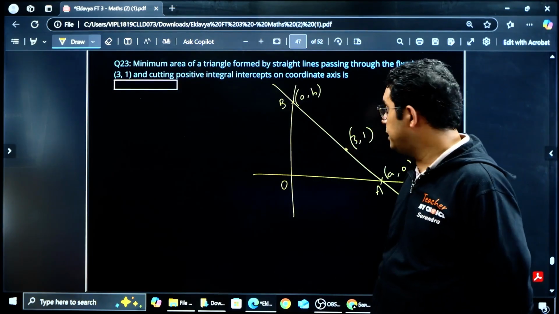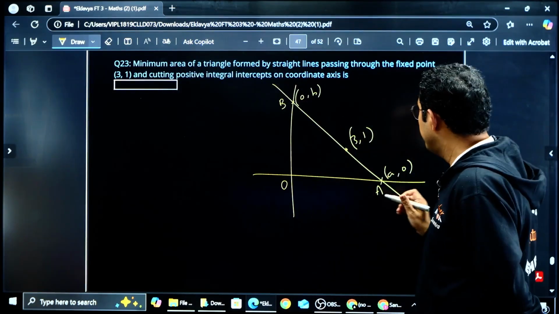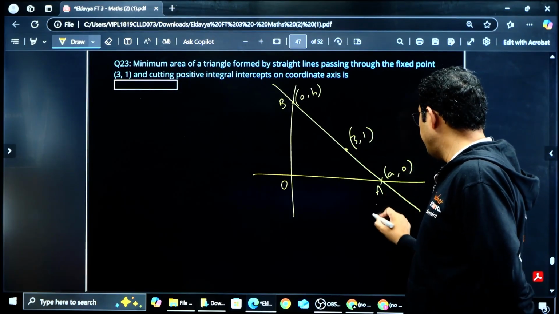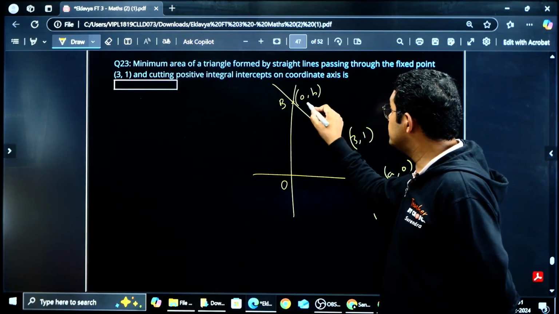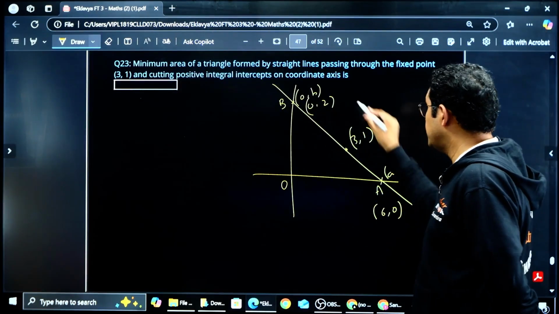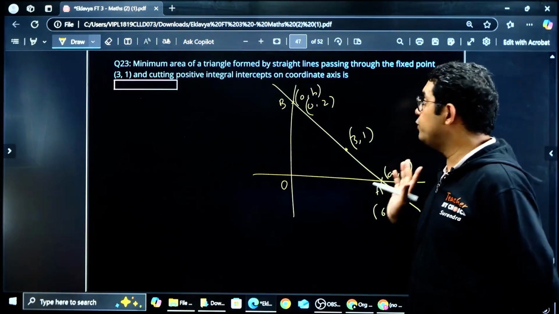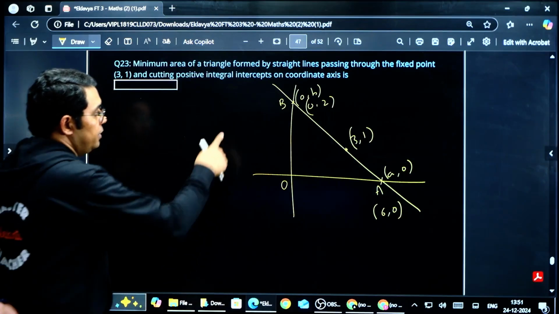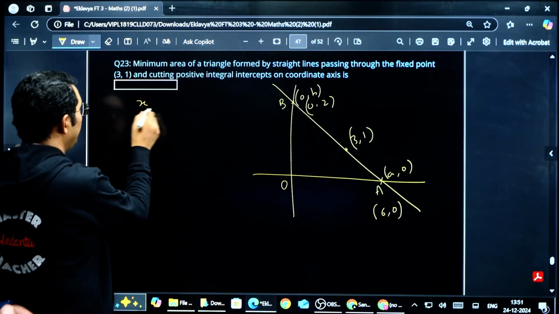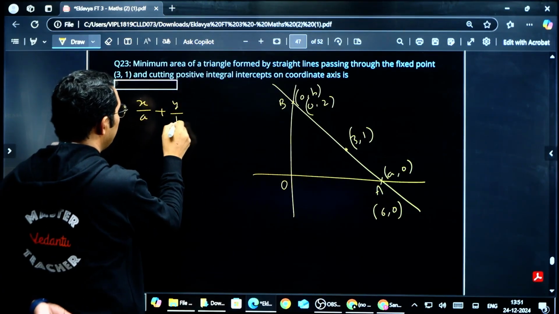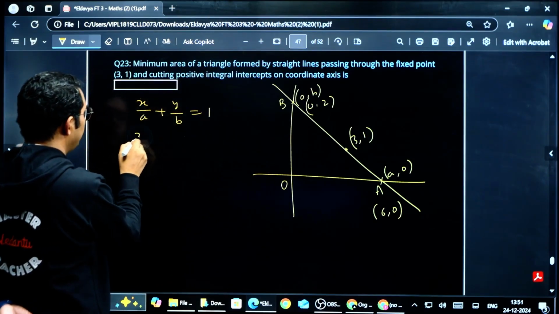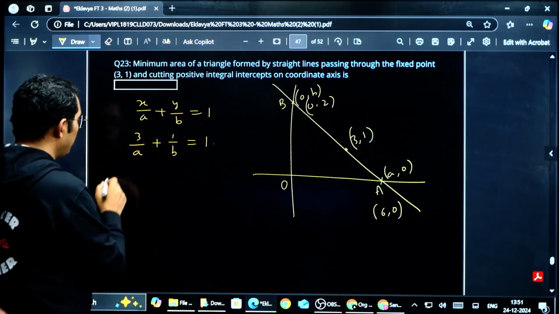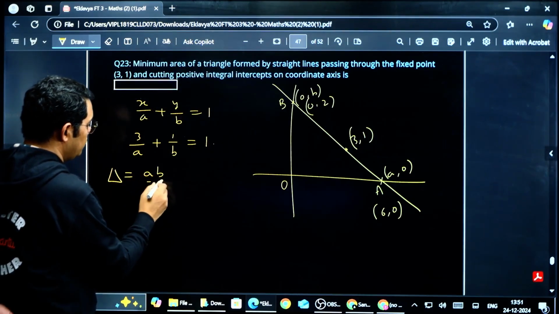Now let me tell you one result. This area is always minimum when this 3, 1 is the midpoint of AB, and if it is so, then this A will become 6, 0, this will become 0, 2, and my minimum area will be 6 into 2 by 2, that is 6. If you know this result, it is direct, but if you don't know, then also we can solve it. Please see, the equation of this line will be x upon a plus y upon b is equal to 1, and 3, 1 lies on it. So 3 by a plus 1 by b is equal to 1. Okay, and we are looking for area as AB upon 2.